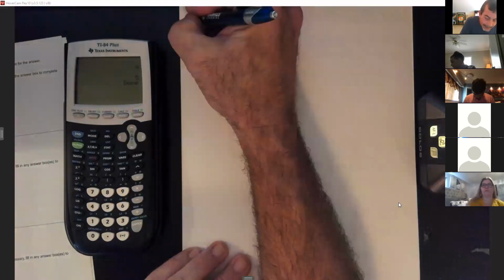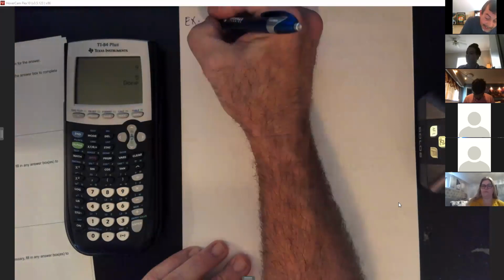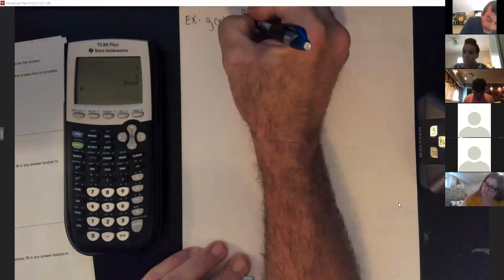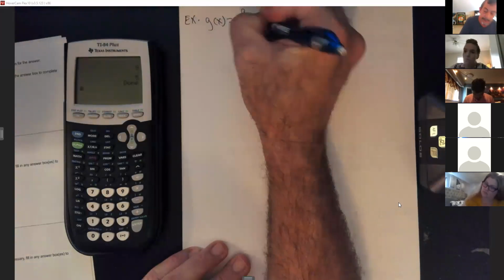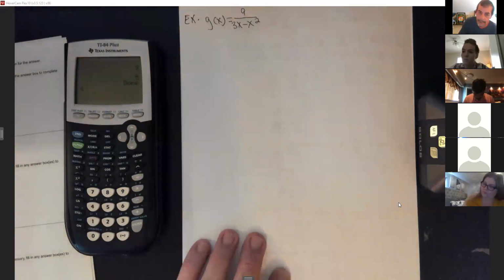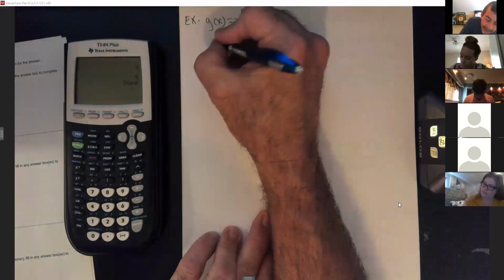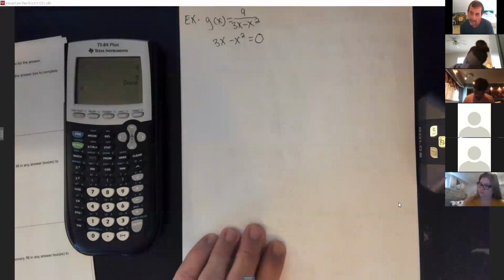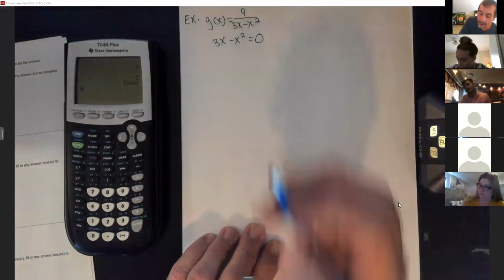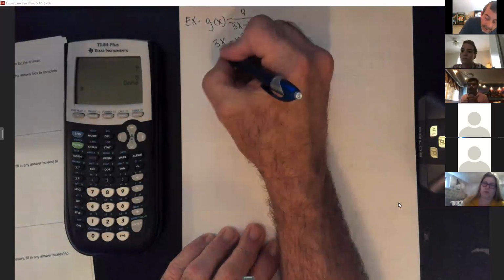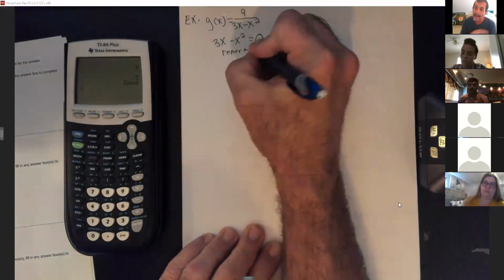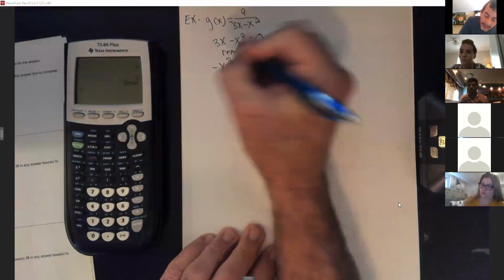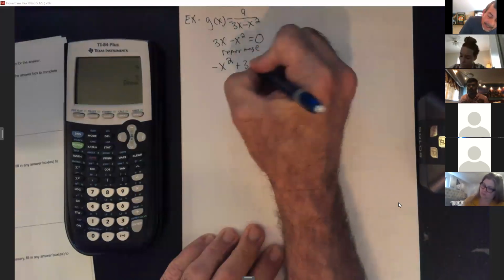All right, same thing, finding the domain. This time I got g of x equals 9 over 3x minus x squared. So once again, I'm going to take my 3x minus x squared, set it equal to 0. Now, I want to be able to use my quad and stuff. So what I'm going to do is rearrange this. I want to rearrange it so that my highest exponent's first. So that's that negative x squared. Then my positive 3x, and set all that equal to 0.